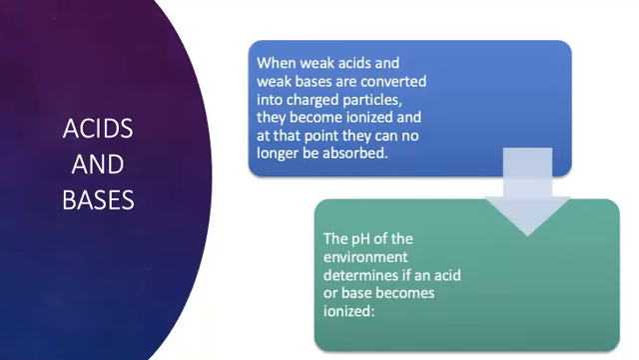So when weak acids and weak bases are converted or changed into their charged particles, that's when they become ionized. That's when they start carrying a charge. When they're ionized, they cannot be absorbed. Okay, so the pH of the environment really determines if either an acid or base becomes ionized. And remember, ionization is important for absorption. If they're ionized, they are not absorbed.